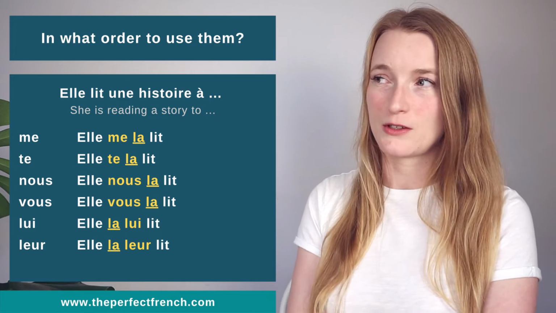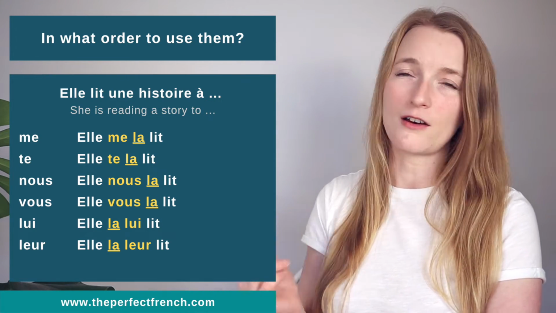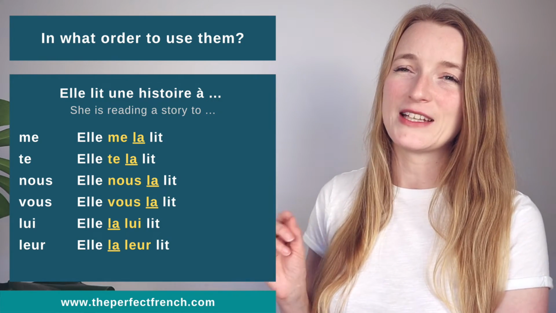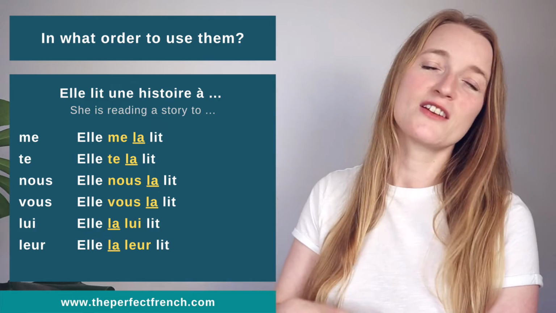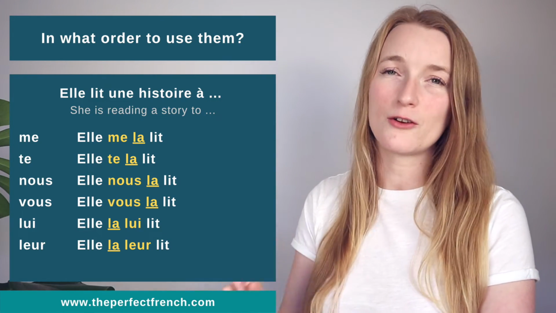Okay? So let's look at the rule here. We have me first, and then object after. So that works for the first four. And then we have object first and other people. So elle la lui lit, elle la leur lit.